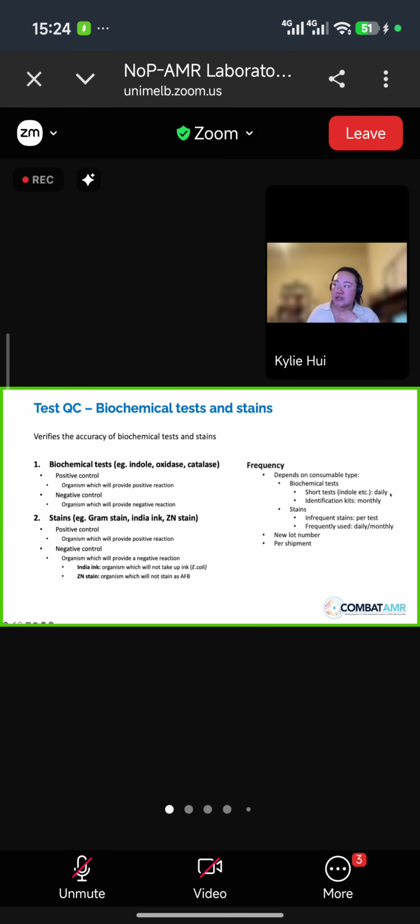So short tests, you can do them daily. Identification kits, you can have them monthly. So these are things like your API kits, or even some of your Well-Cox antigen kits. Those can be done monthly as well. Your stains, your infrequent stains, you should be doing them per test because like I said with the vancomycin MIC example, if you're not usually doing a specific stain and the reagents are just sitting there for a couple of months before you use them again, it's really important that you run them at the same time as your patient sample to ensure that the stains are working as they should.